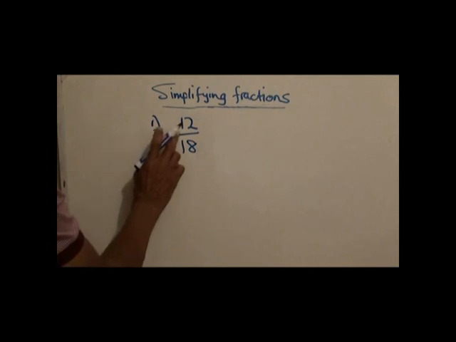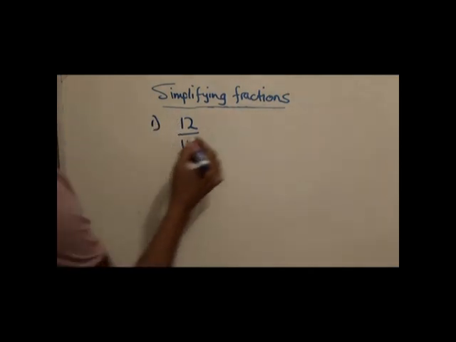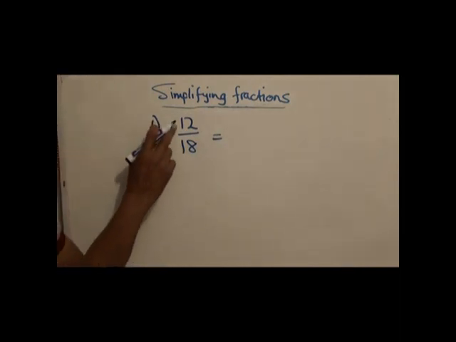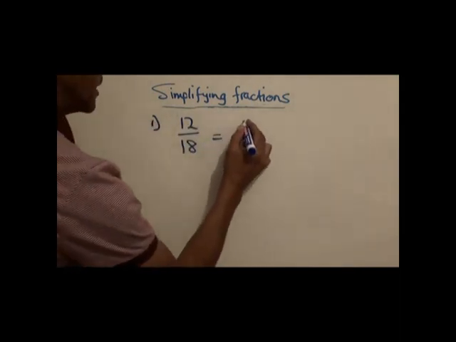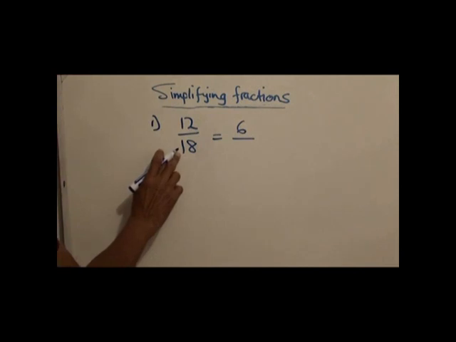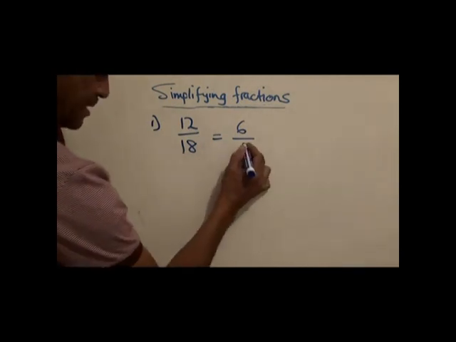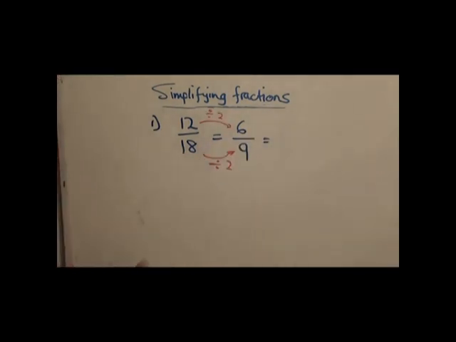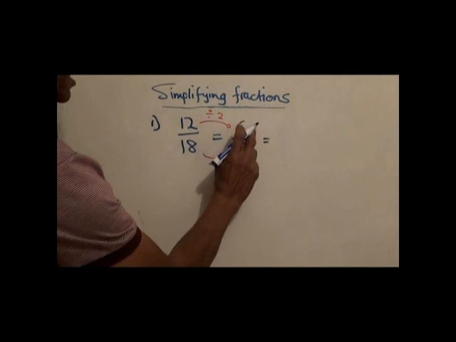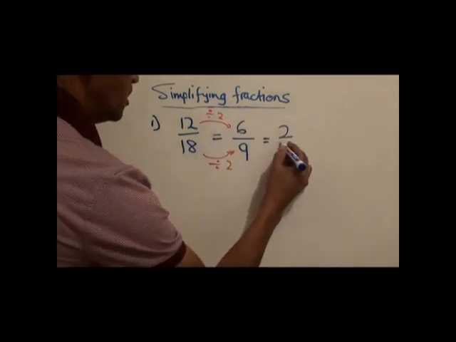Number 1, 12 over 18. So if we divide 12 by 2, it's 6, and 18 divided by 2 is 9. Divided by 9, but this is not the simplest form, so we need to do another operation. So if we divide, we get 2 over 3.